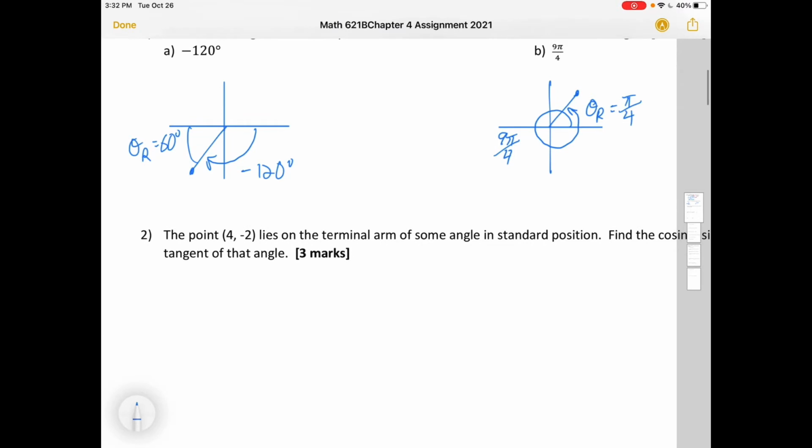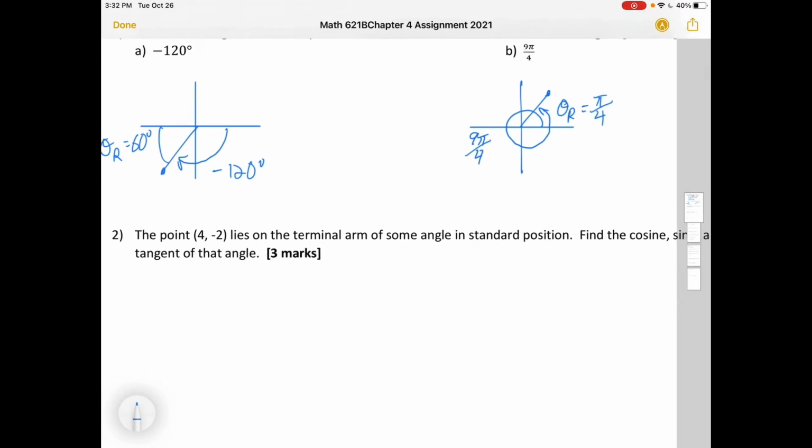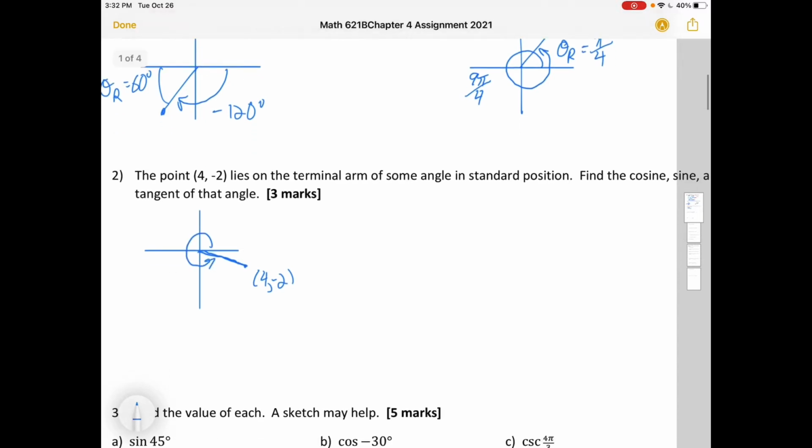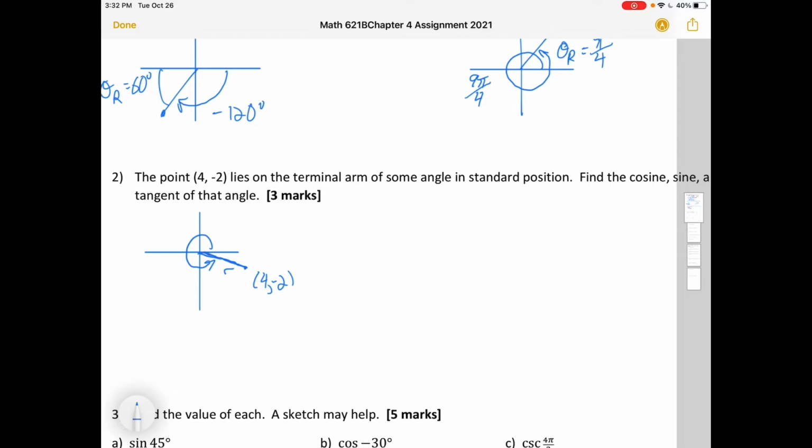The next question asks us to find sine, cosine, and tangent for the angle in standard position that is created by this point here, 4, negative 2. Okay. So that means we're talking about this angle. And to do any of this stuff, I have to find the length of this sort of terminal arm, or this bar here, which is always the square root of x squared plus y squared. And that's going to be 4 squared plus negative 2 squared, which will give me root 20.